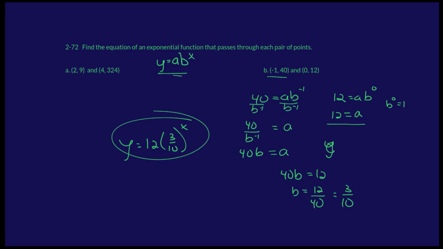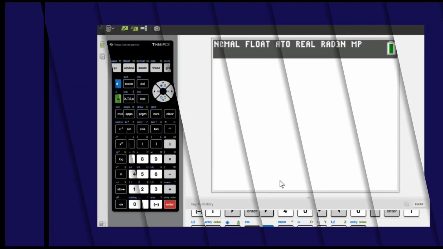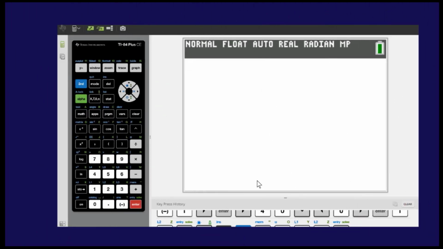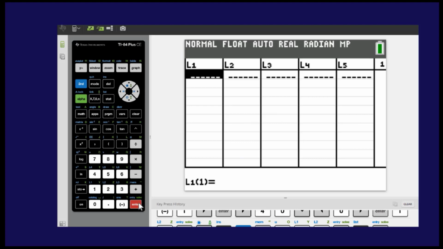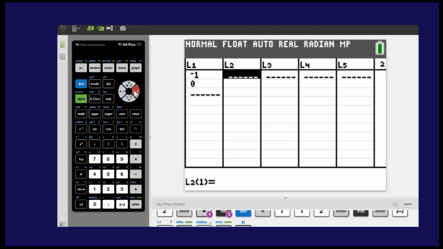So let's go to our Texas Instruments and figure out if that is correct. Here we go. On this particular part B, we're just going to jump right in and go stat, edit, and put the points in. We have a -1, that's 1x, and then our next x is 0. Now we're going to go back up to list 2 and put in 40, and our next y is 12. Now we have our 2 points.